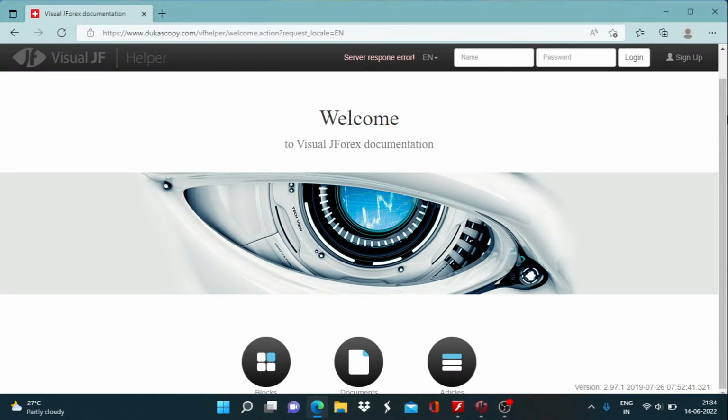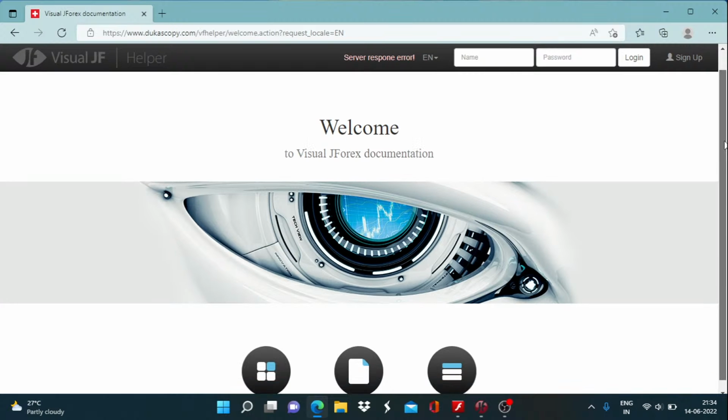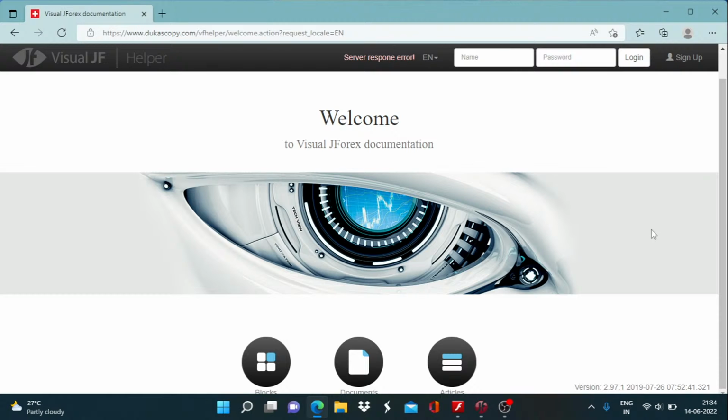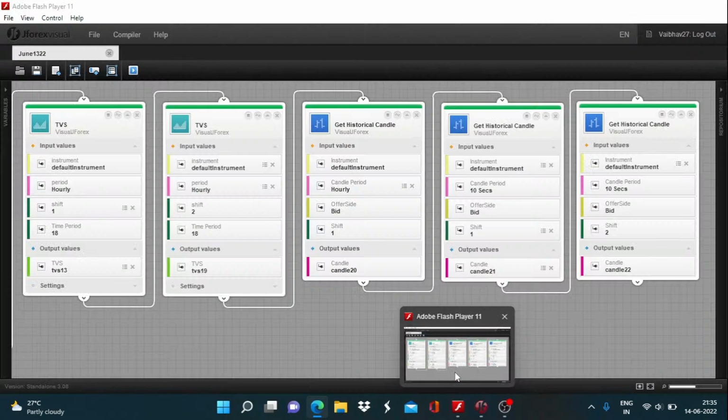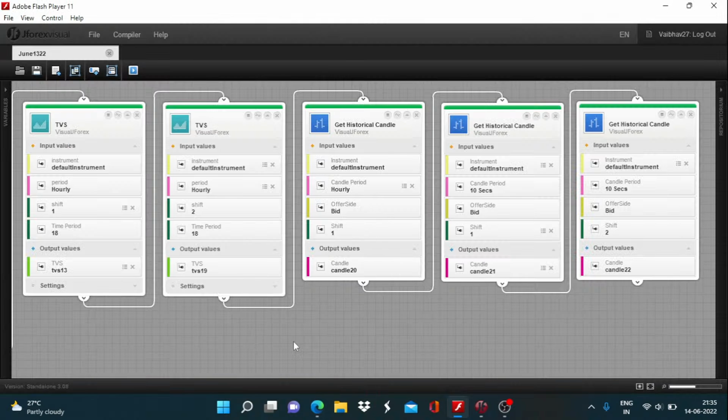Myself, Vaibhav, in today's session of Visual JForex, we will continue our algorithm development work using the indicators acceleration deceleration oscillator and the TVS, time segmented volume. So this session is going to be dedicated to a formation which will involve these two indicators in such a way that we will have a higher probability of ending the trade in a profitable manner. So let us now head to the Visual JForex board which has been developed by the Dukascopy Bank SA.